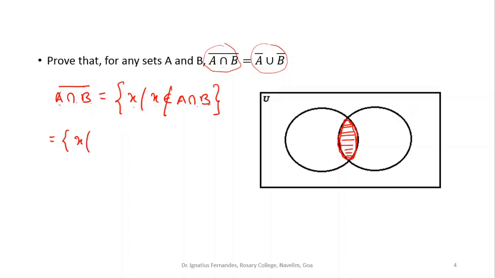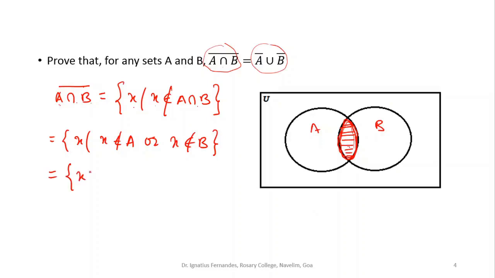Now x is not in A intersection B. What do you mean by that? X is not common in A and B. Now when will x not be common in A and B? When it is either not in A or not in B. X is not in one of the sets, and that's why it is not common. If it was present in both A and B, then it would have to be in the intersection. But it is not in the intersection. That means it is not in one of the sets. So x is either not in A or x is not in B.